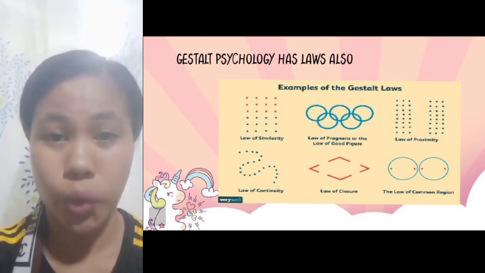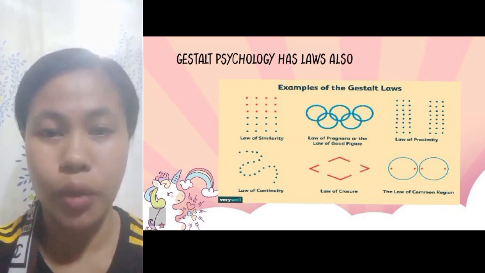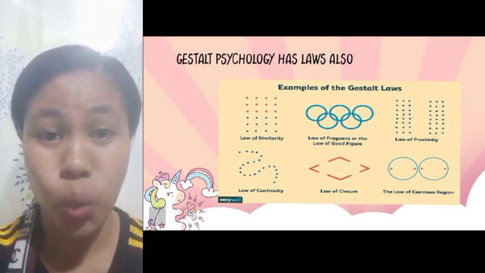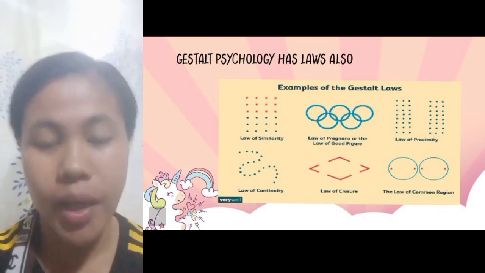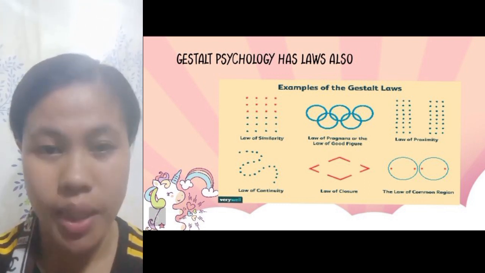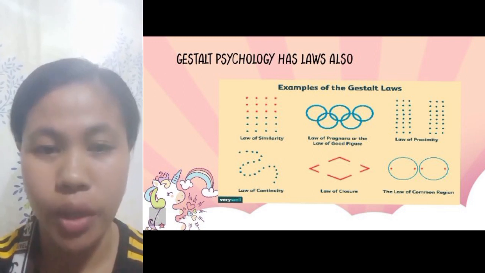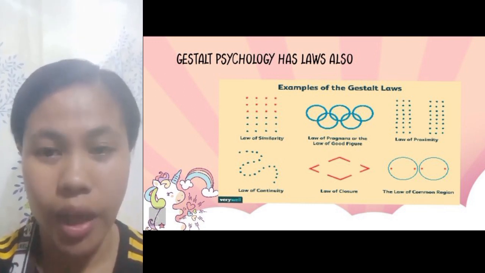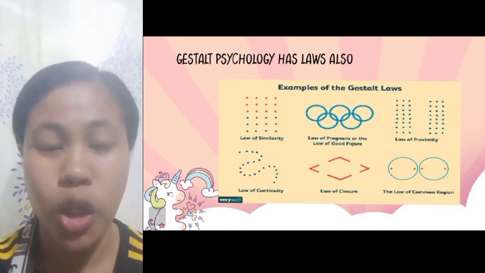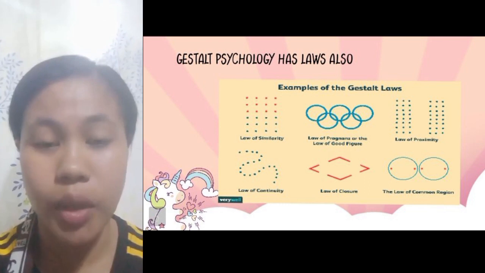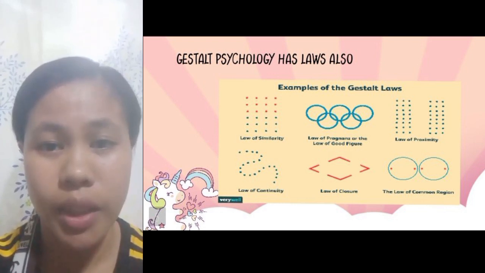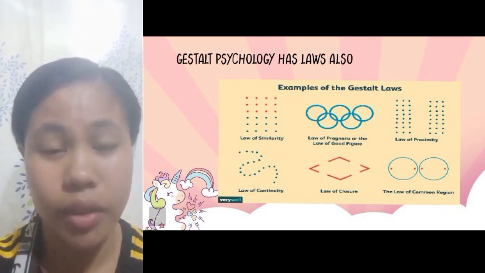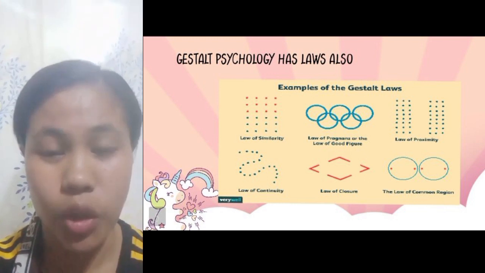The principle of closure states that when we look at a complex arrangement of visual elements, we tend to look for a single recognizable pattern. In other words, when you see an image that has missing parts, your brain will fill in the blanks and make a complete image so you can still recognize the pattern. For example, if someone sees a circle with gaps in the line, they still understand that the shape is a circle because the brain fills in those gaps.